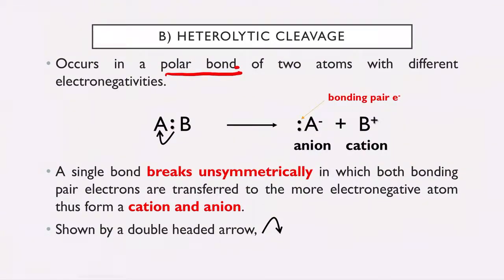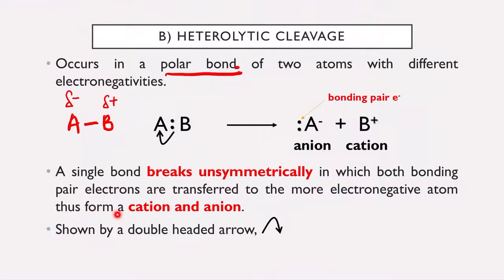Maksudnya awak punya atoms tu, they have different electronegativity. Contoh A and B kan? Macam ni, A and B ni. Okay, ada single bond. And then your A, let's say it is more electronegative. So A will have the partial negative charge and B will have the partial positive charge. That means that A is more electronegative. It will attract electrons.